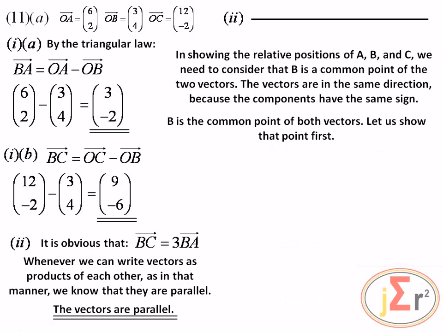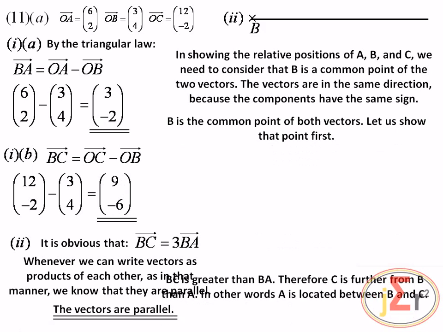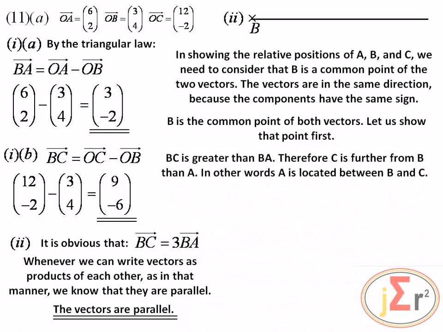Let us show that point first. There we have B. What else is said? BC is greater than BA. Remember now that they are in the same direction. BC is greater than BA. Therefore, C is further from B than A. In other words, A is located between B and C because C is further from B than A. That is where we have A.